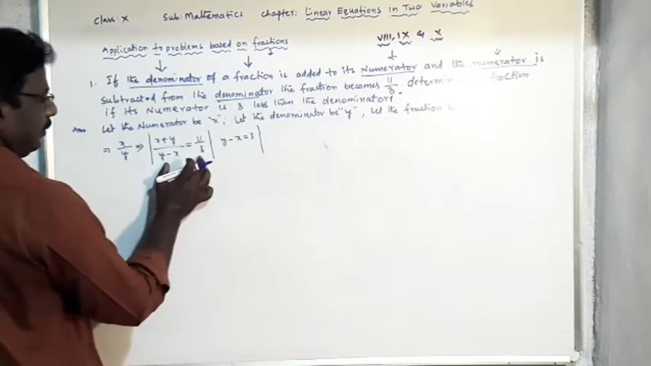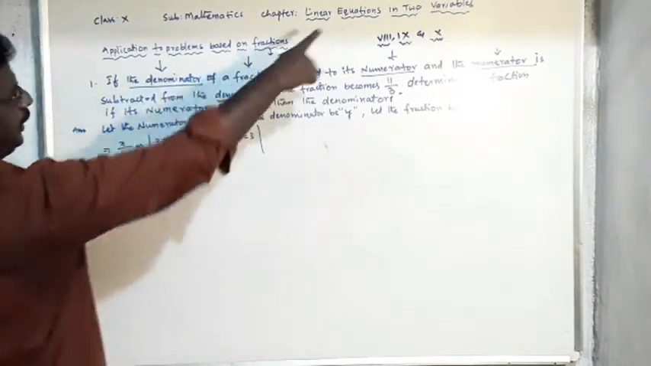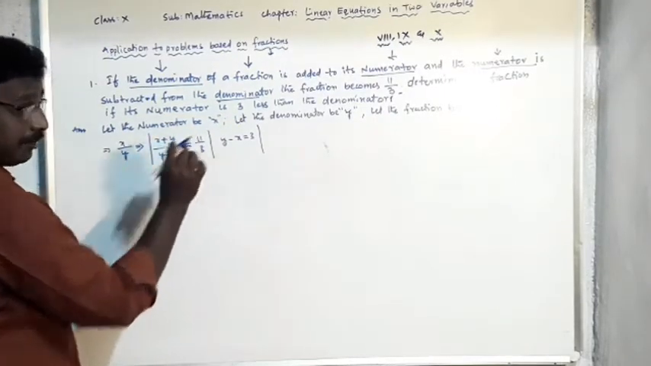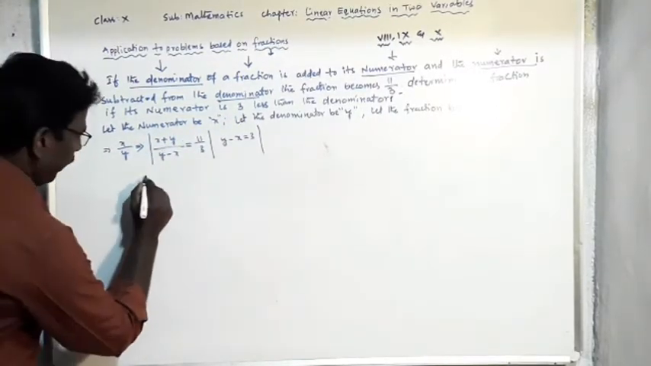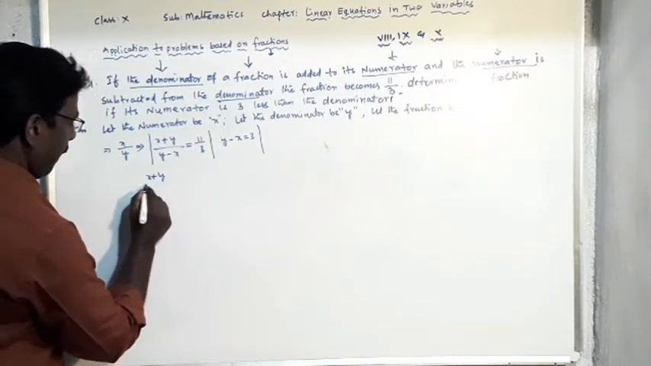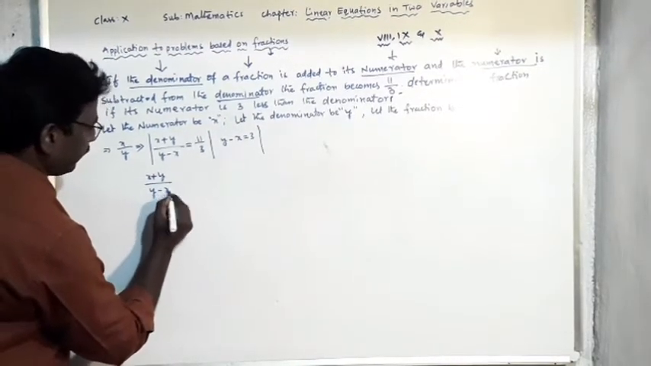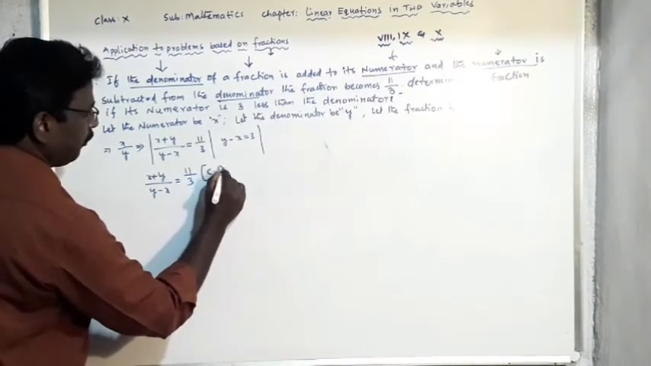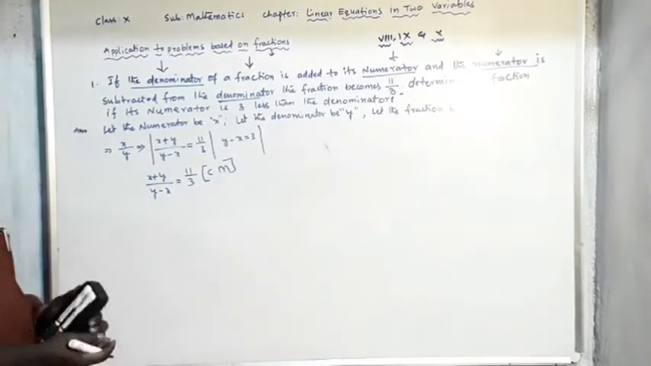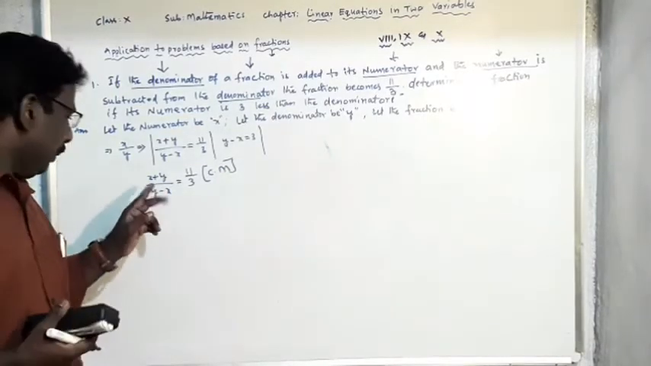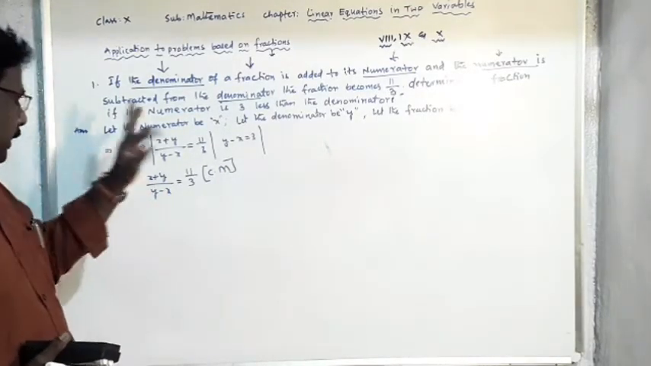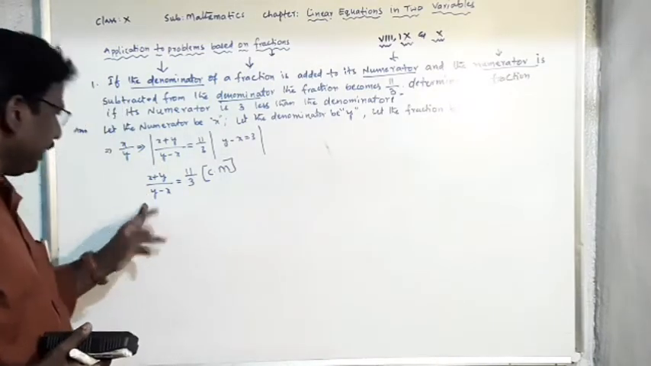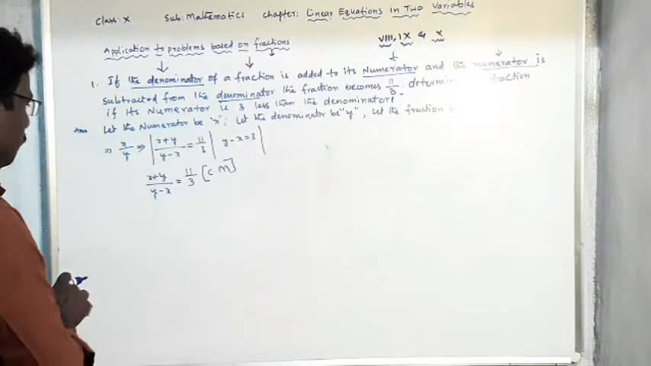Now you can convert this one into linear equation in two variables. How can you convert? Do cross multiplication. x plus y by y minus x is equal to 11 by 3. Cross multiplication means you multiply the numerator with the right hand side denominator, and you multiply the denominator with the right hand side numerator.